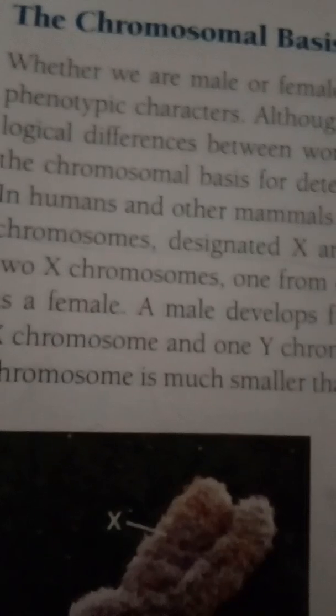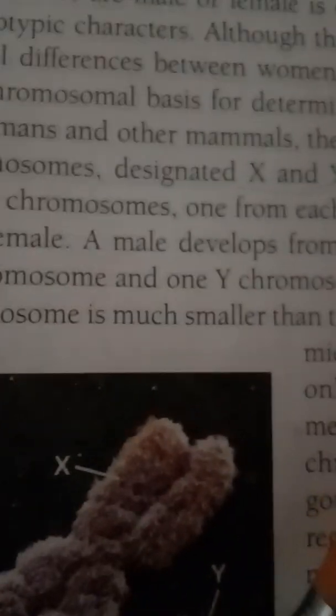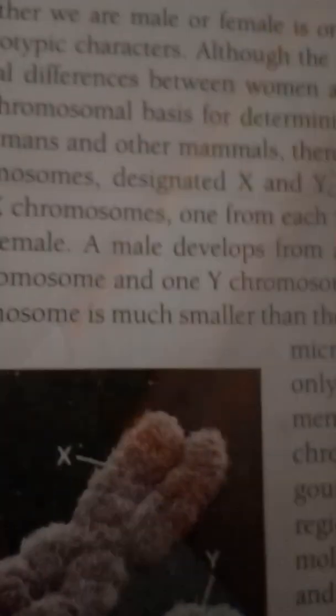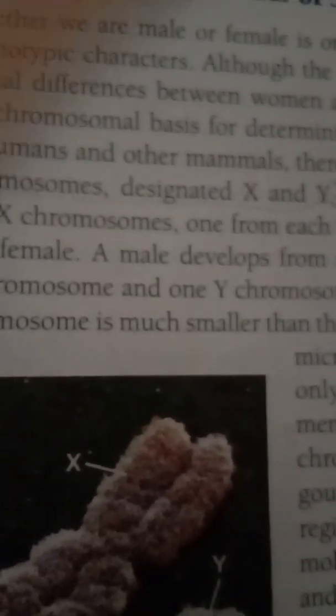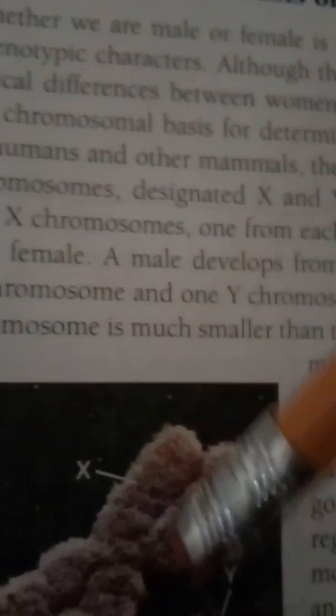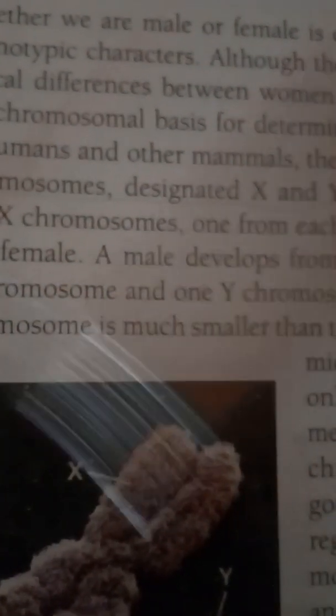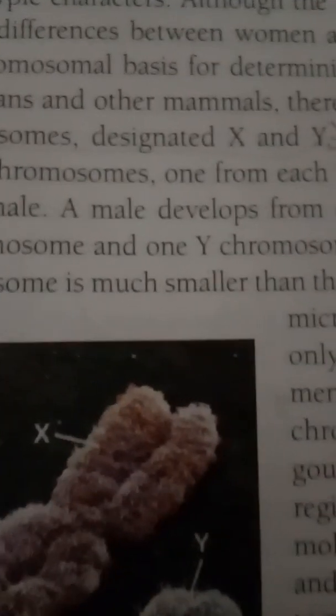In humans and other mammals, there are two varieties of sex chromosomes designated X and Y. A person who inherits two X chromosomes, one from each parent, usually develops as a female. A male develops from a zygote containing one X chromosome and one Y chromosome. The Y chromosome is much smaller than the X chromosome, as we see in this figure.